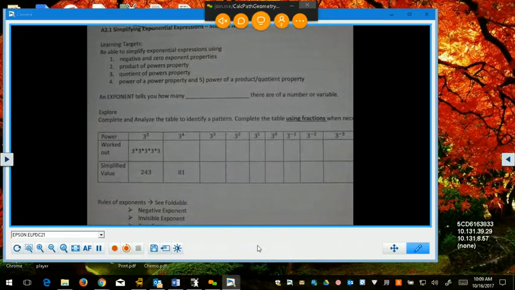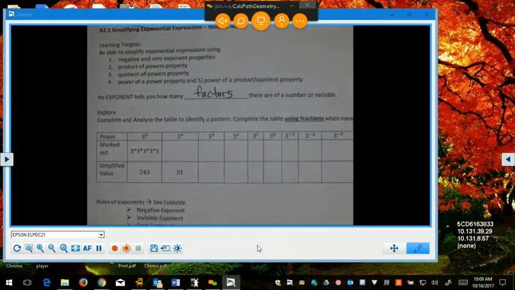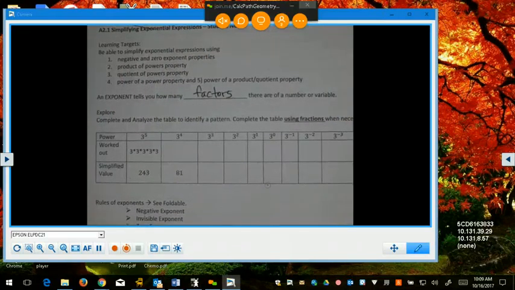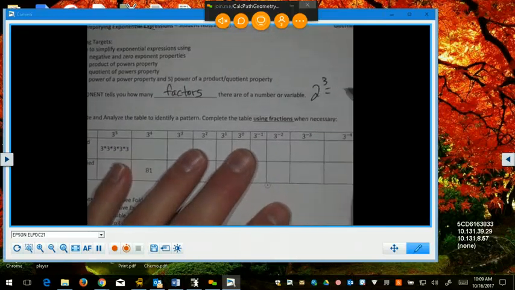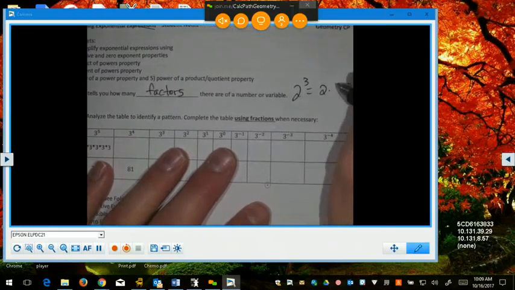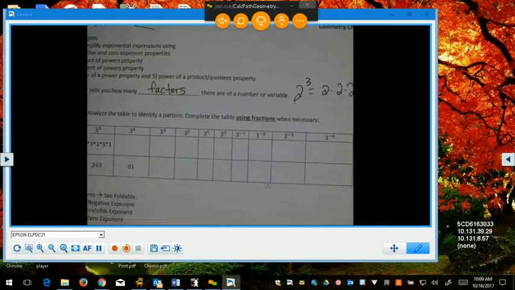It's one of the F words of mathematics. Factors: how many factors there are of a number or variable. For example, 2 cubed is 2 times 2 times 2. There are 3 factors of 2.